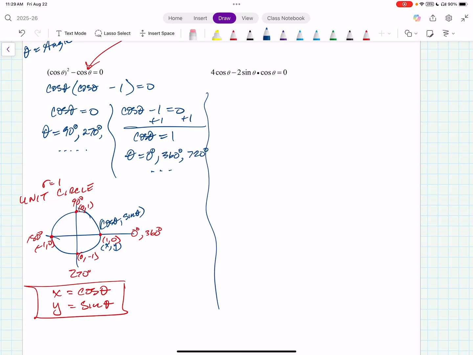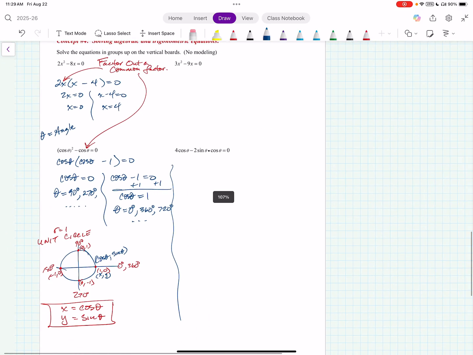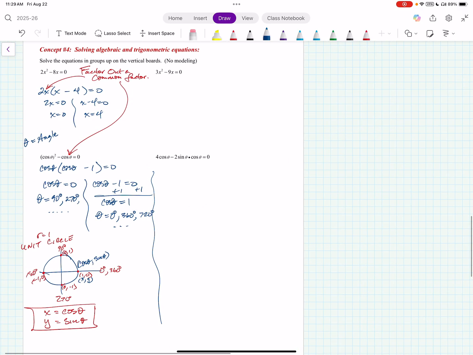All right, and then you can give the other one a shot. Same idea. You factor out a common factor and go for it. So believe it or not, what you learned in Algebra 1, which is at the very top of the screen, applies to what you do in Algebra 2 when you get to trig.